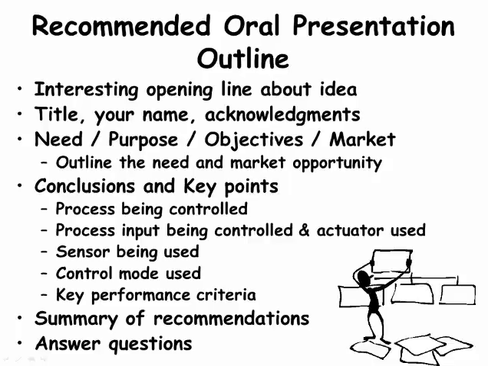Presuming that you'll be using PowerPoint, I strongly encourage that you have your proposal title and your name on the first slide. Personally, I like to do acknowledgments at the beginning too, but you don't have to follow my practice. Then focus on the compelling need for a new automated process control system, your market, and the key characteristics. Highlight the process being controlled, the process input being controlled, the actuator used, the sensor being used, and the control mode recommended. Highlight any key performance criteria that were very important to you.